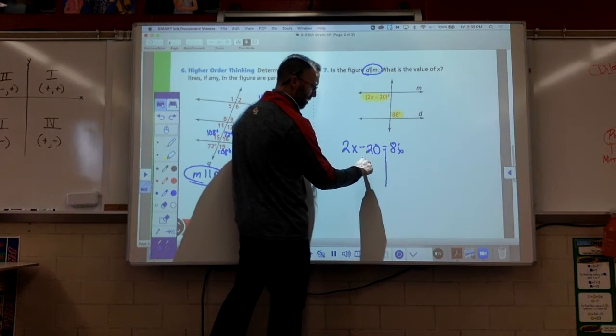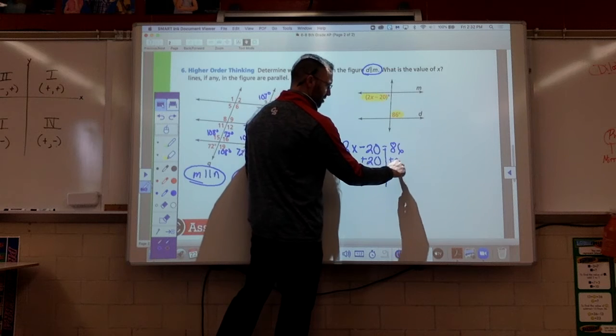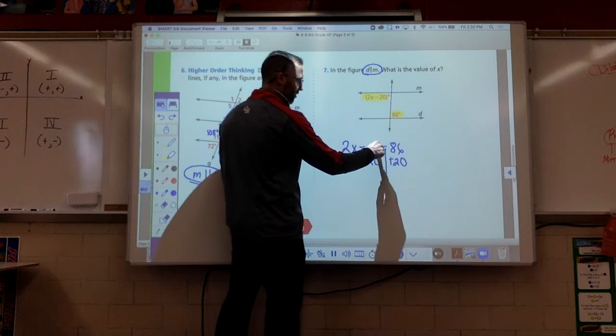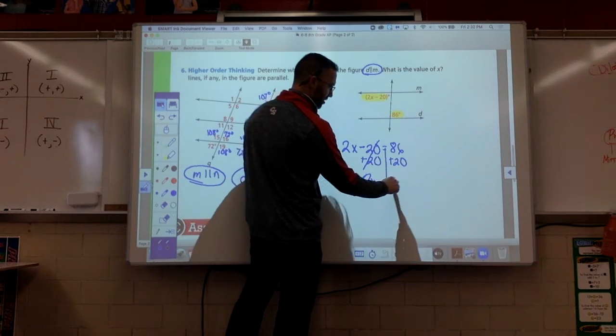Let's use opposite operations. You know what those are called, Jelly? No. They're called inverse operations. So we use those to solve equations.